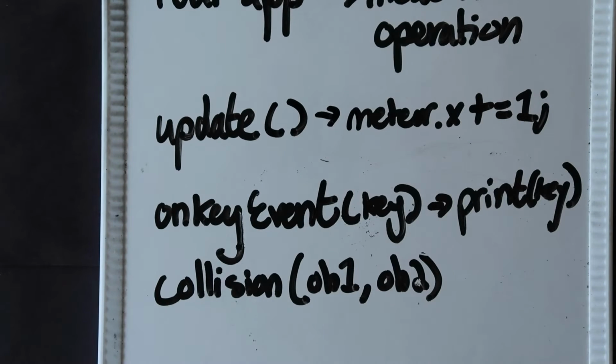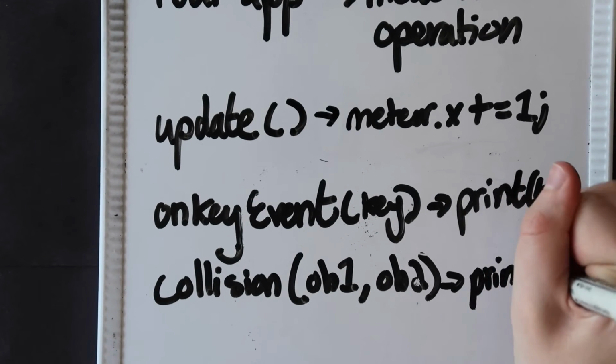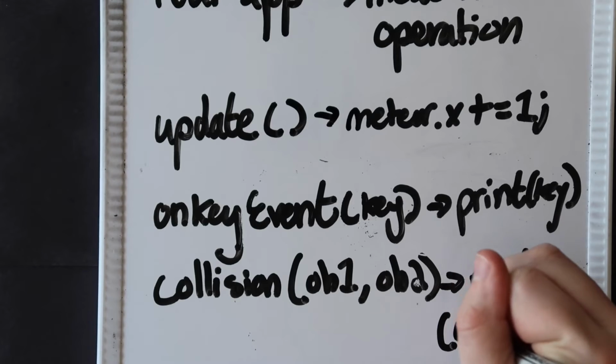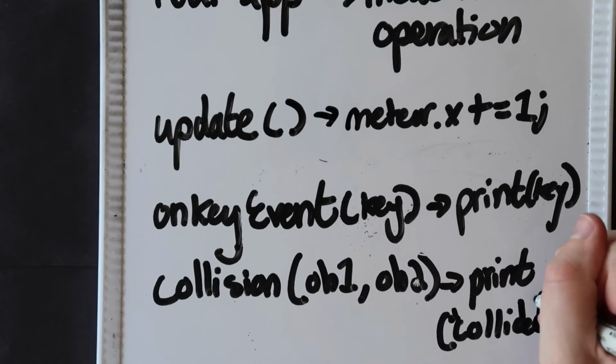Now, what happens when objects collide? We get to decide that as well. Here, we'll just print out the fact that they're colliding, but again, if two objects collided, you could show an explosion on the screen or have some other effect in your program.